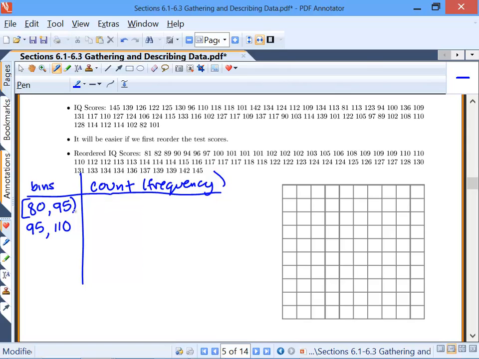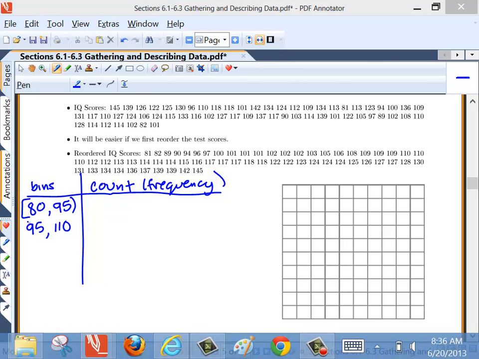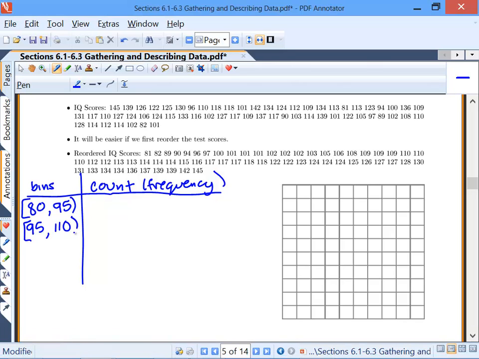So my first class or bin will go from 80, include the 80, to 95, don't include the 95. So my next class would be from 95 included to 110, not included. Then 110 to 125, and 125 to 140. And it looks like I need to keep going. So 140 to 155. So we created our classes. Again, there was not a right answer. We just picked the width that we wanted, and we started writing down our categories or our bins.